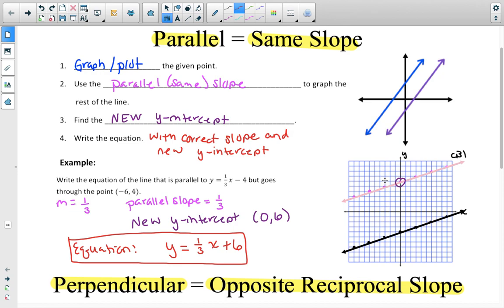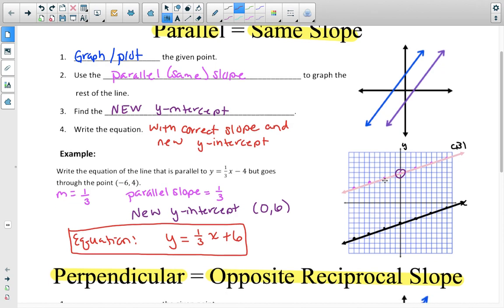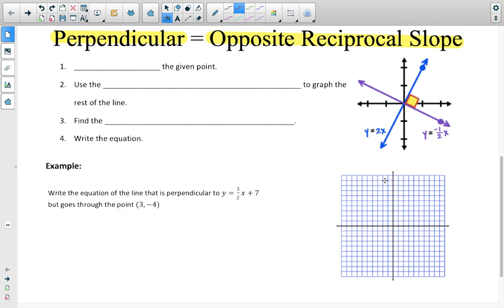We can do the same thing with perpendicular slopes as well. So again, for perpendicular slopes, we have opposite reciprocal slopes. So we have one line that has a slope of -1/2 and one line that has a slope of +2. One's positive, one's negative, and the other is reciprocal when you flip the fraction. You'll see perpendicular with the box in the corner.